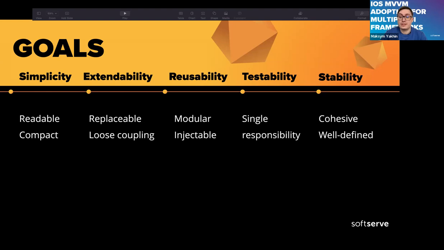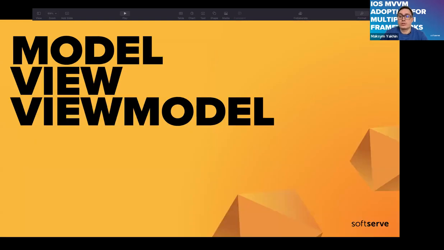Last, but not the least, is the stability goal. We need to make sure that all components are less prone to bugs, work as they are intended to, and are highly cohesive between each other, but not in a way that violates the loose coupling rule. So the cohesion should be high and the coupling should be low, the general rule of a great architecture. All of those goals can be achieved by using a model view view model architectural pattern.